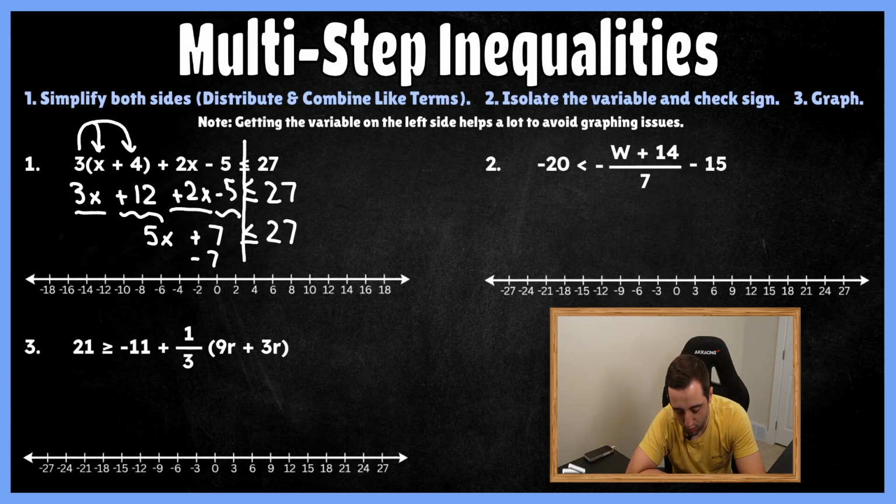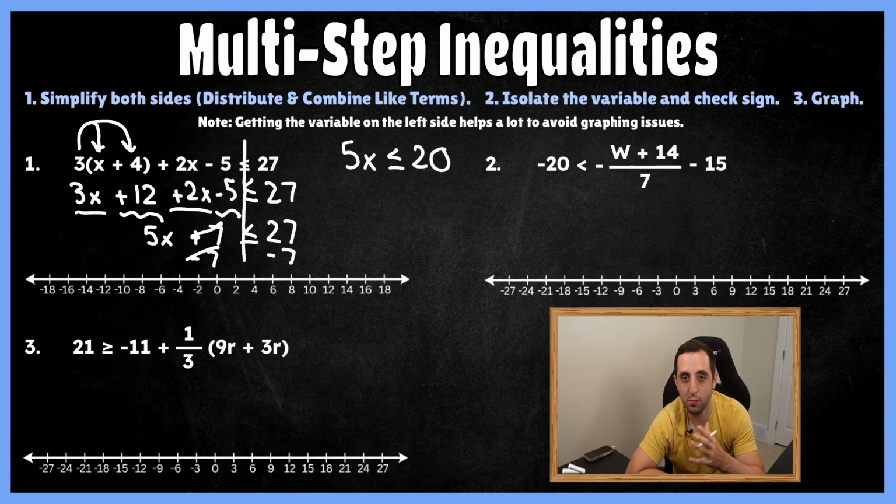Which means we're going to have to do it on the other side of the line as well. So again, whatever you do to one side, you have to do the other side as well. So plus 7, minus 7, those are inverses or opposites. Those cancel. And we're left with 5x is less than or equal to 20. Now we're close to getting x by itself.